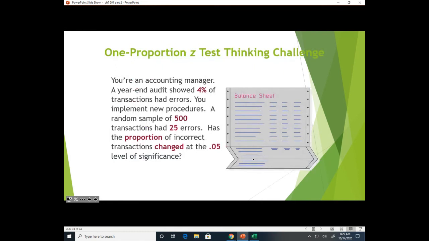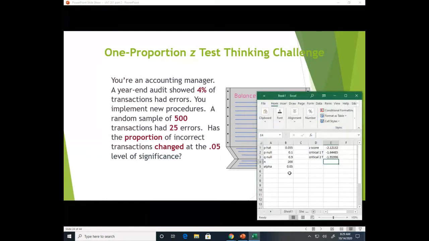Okay, so let's do another example. You're an accounting manager. The year-end audit showed 4% of transactions had errors. To implement new procedures, a random sample of 500 transactions had 25 errors. Has the proportion of incorrect transactions changed at the 0.05 level of significance?